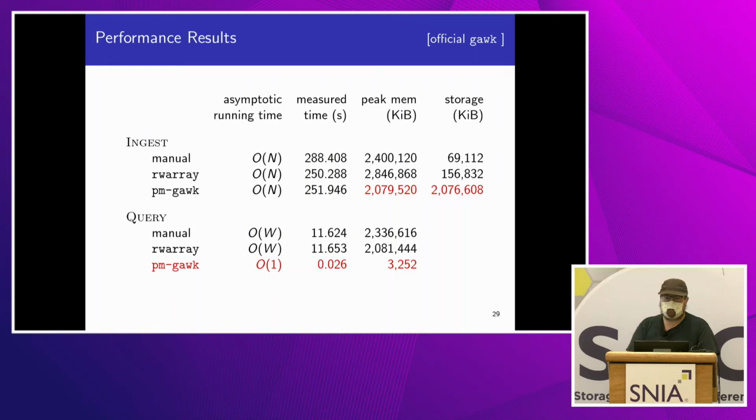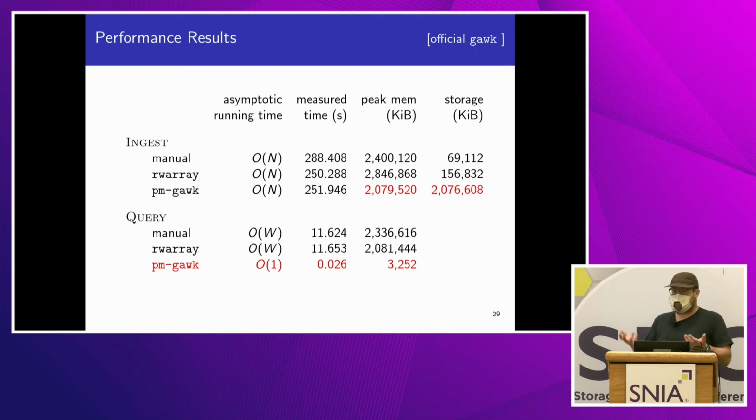All three approaches take around 4 minutes to ingest the input that we used in these experiments into a big associative array containing word frequencies, and then persist a representation of this array that will be used to serve queries later. Manually dumping the array yields about a 70 megabyte text file. The RW array approach of serializing the associative array dumps roughly 150 megabyte serialization.